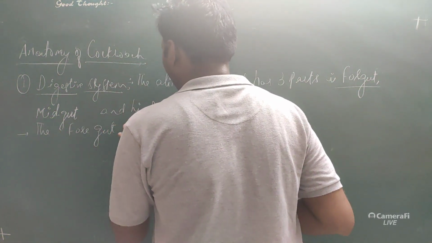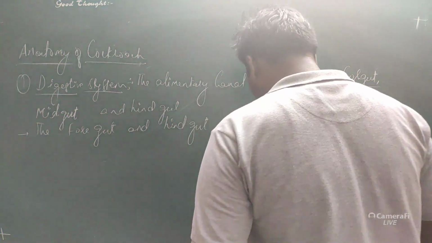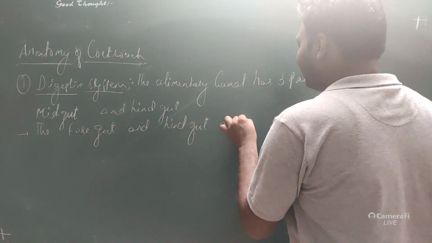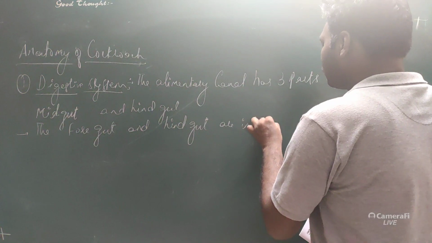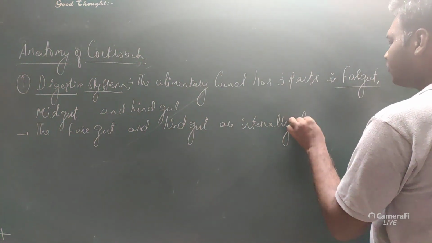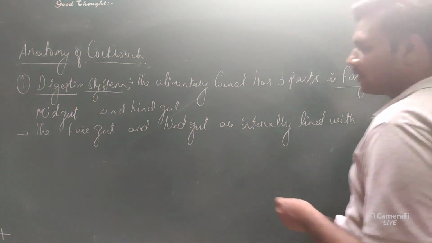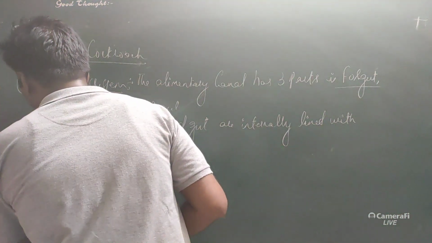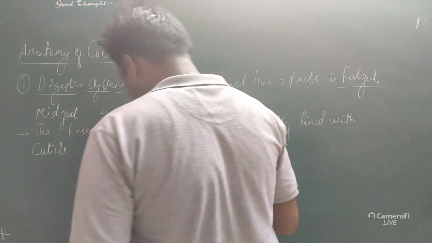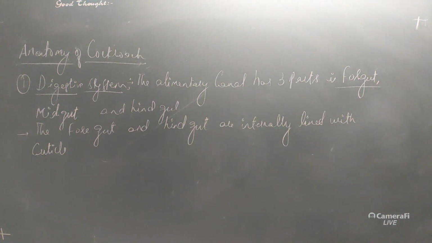Now next, the foregut and hindgut are internally lined with cuticle. So basically when we look at the foregut and hindgut, they are internally lined with the cuticle.